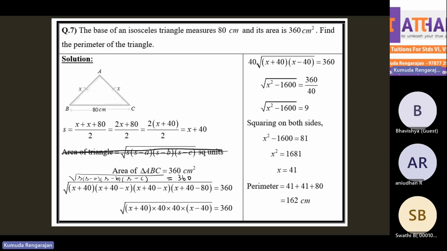Practice, practice every important thing. Practice every important question. See the square.